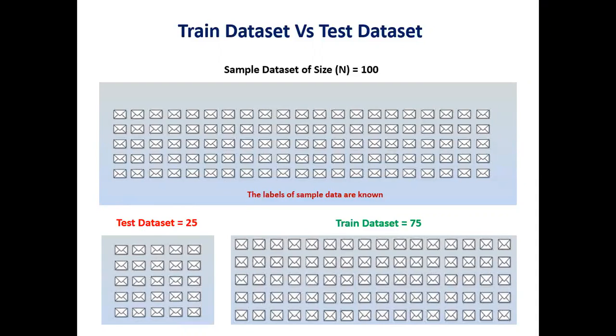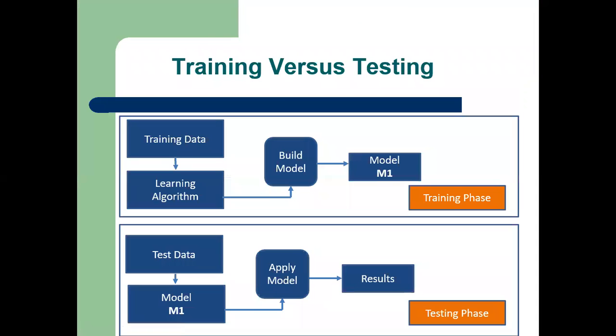Remember, it doesn't matter whether it is a train data set or a test data set, that is, the first instance of the original data set or the second instance of the original data set, the labels of both these instances are known to us. So I know the labels of all the samples in the test data set, and I know the labels of all the samples in the train data set. Now let us move to the training versus testing phase.